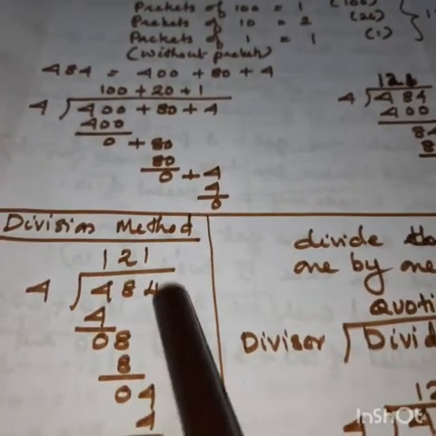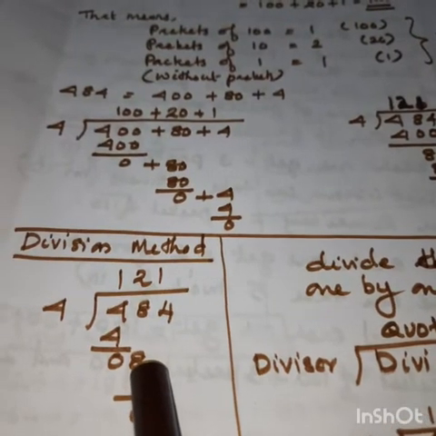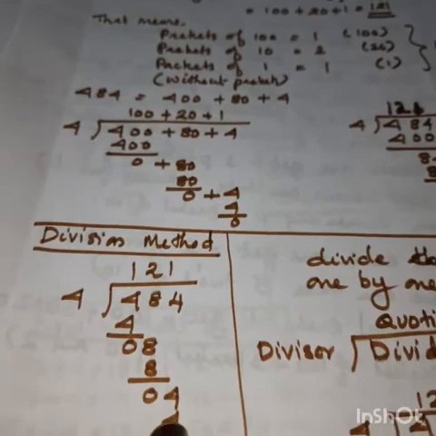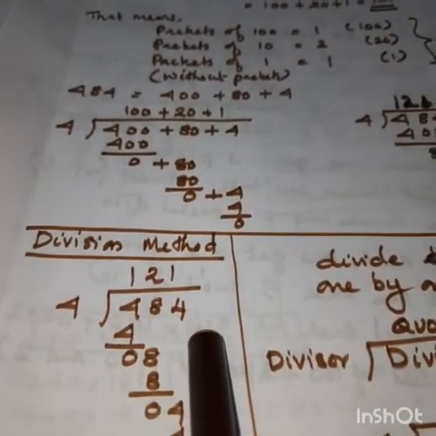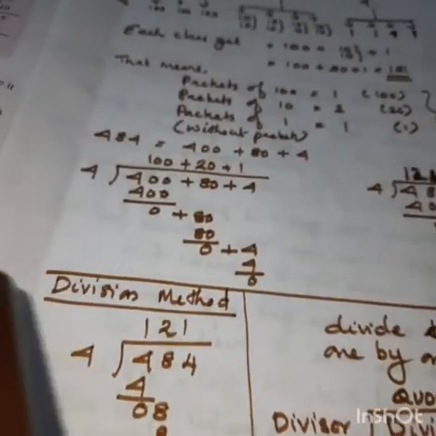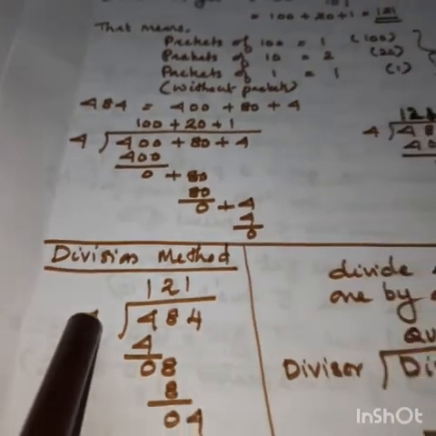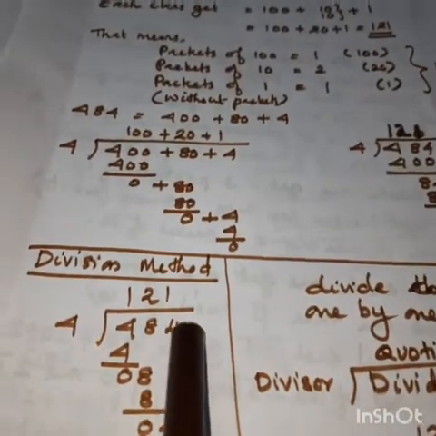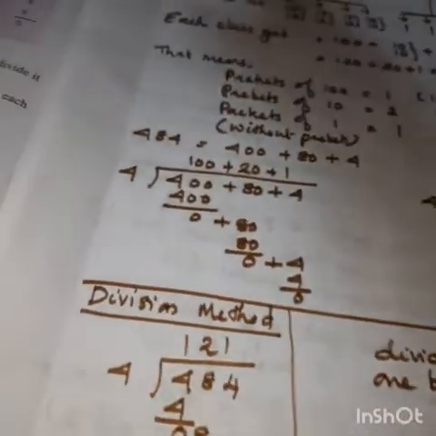In this division method, 484, the number that is to be divided, is called the dividend. And the number used for division, that is 4, is called the divisor. And the answer we get is called the quotient.